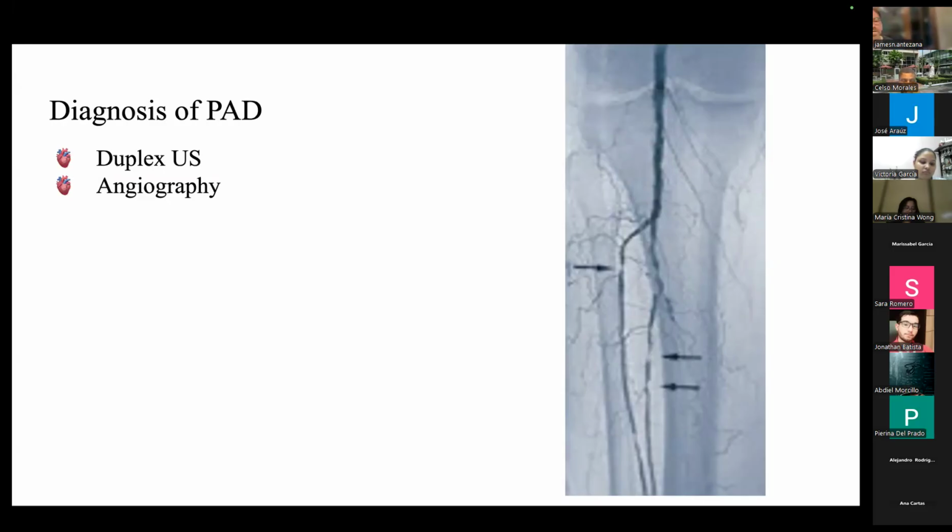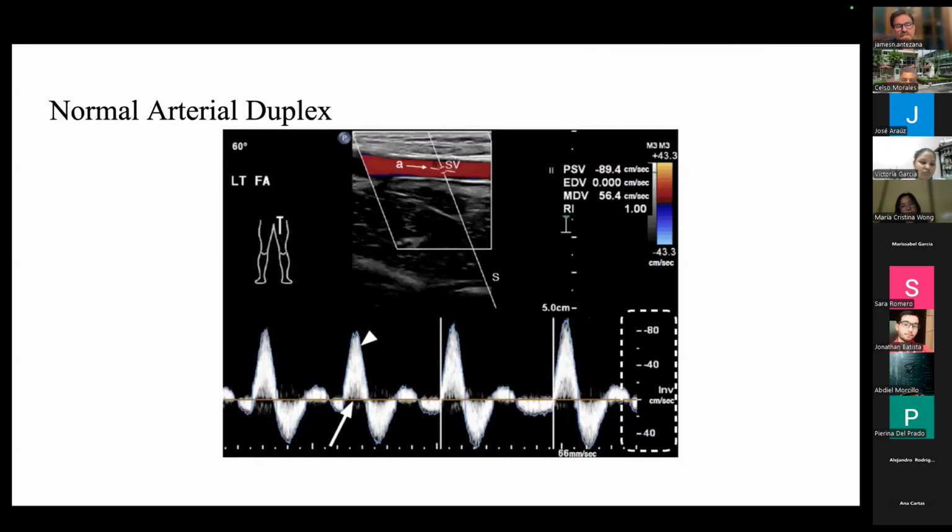Duplex ultrasound is the first line after your fingers to diagnose peripheral vascular disease. The second line is angiography, to look at what you found on duplex and see what you can do. MRAs are good, and if you have the accessibility to them, they can buy you some time to help you plan a surgery. I don't use them very much.